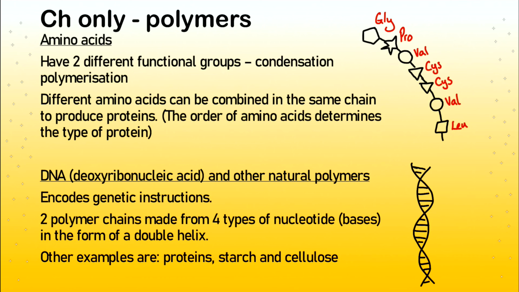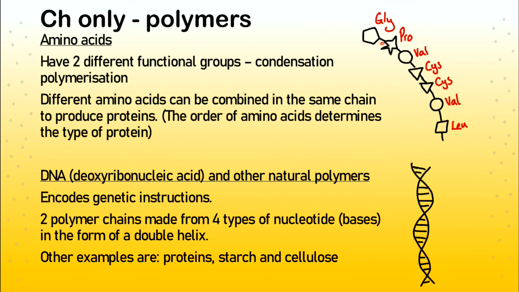Now we need to know some examples of these polymers. The 2 main ones are amino acids and DNA, and amino acids are found in making up protein. They have 2 different functional groups, so they are therefore going through condensation polymerization. And basically these amino acids will be combined in the same chain but in a slightly different order to make different types of protein. And the order of the amino acids determines the type of protein. So glycine, proline, whatever, valine, cysteine, valine, leucine, they all make a nice long chain of amino acids to make a protein.